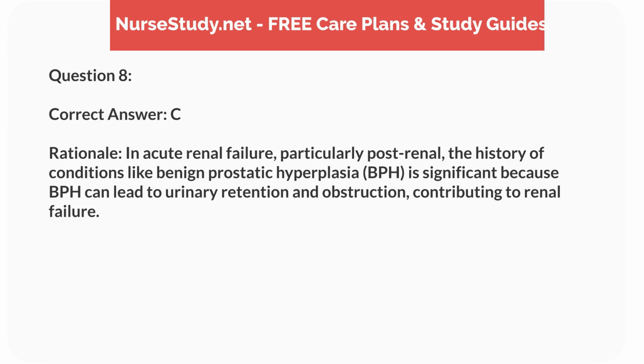Correct answer: C. Rationale: in acute renal failure, particularly postrenal, the history of conditions like benign prostatic hyperplasia, BPH, is significant because BPH can lead to urinary retention and obstruction, contributing to renal failure.